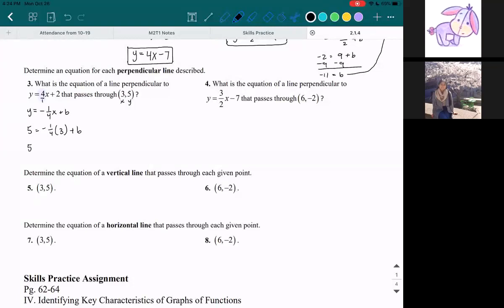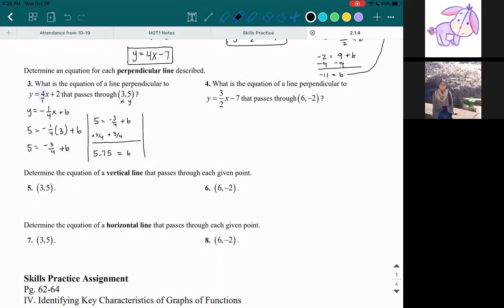So we have 5 is equal to negative 3/4 plus b. How did I get 3/4? I just multiplied it across the top. The negative 1 times the 3 gave me a negative 3 on the top. I'm going to rewrite this because I'm running out of space. It's okay if you want to use a decimal. It doesn't bother me. So we got 5.75 is equal to b.